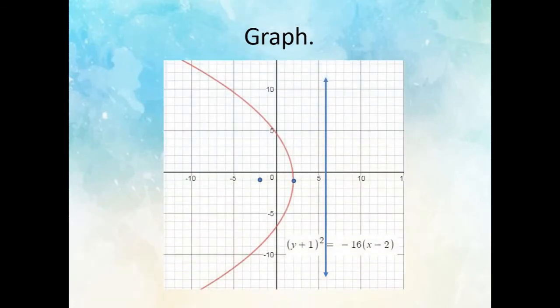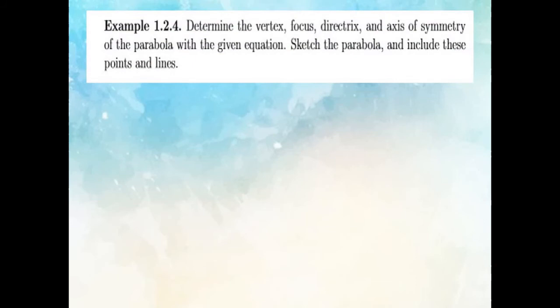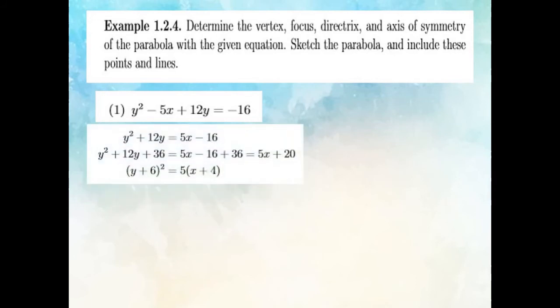Now here is the graph of the parabola. Let's have the last problem. Determine the vertex, focus, directrix, and axis of symmetry of the parabola with a given equation. Sketch the parabola and include these points and lines. Let's sketch this: y squared minus 5x plus 12y is equal to negative 16.